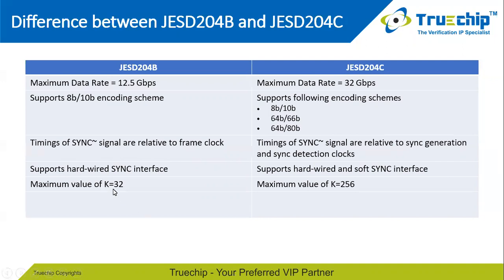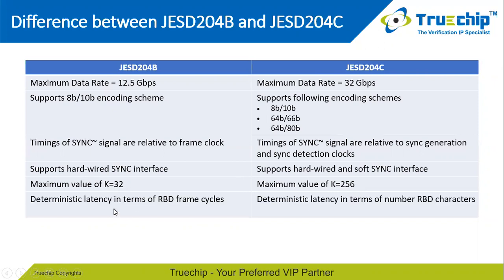The next difference is that in 204B, the maximum value of K, that is the number of frames present in a multiframe, is limited to 32. Whereas in 204C, the maximum value of K is 256. And the next difference is that in 204B, the deterministic latency is calculated in terms of number of frame cycles, whereas in 204C, it is calculated in terms of number of adjustment steps, which can have an implementation dependent size.